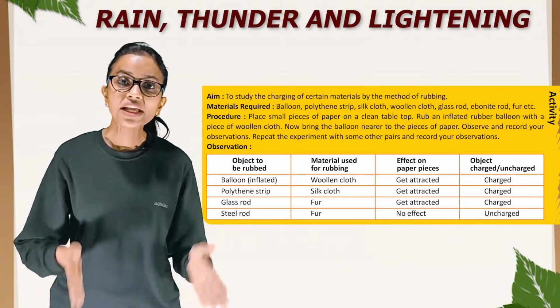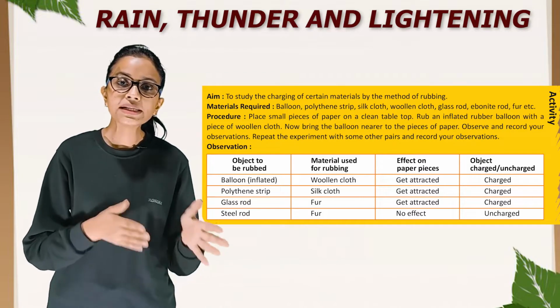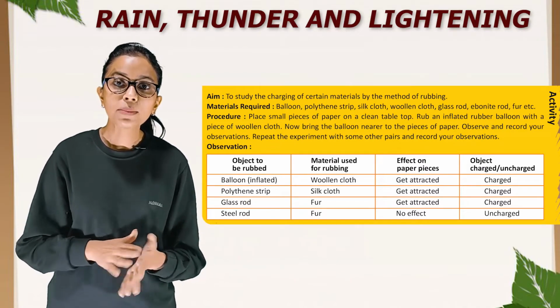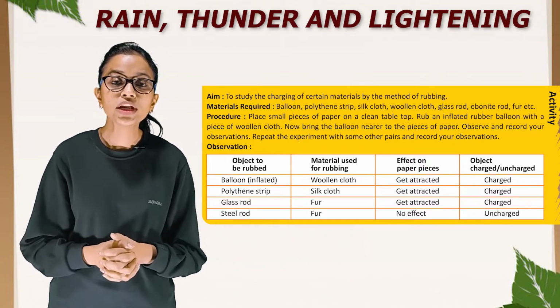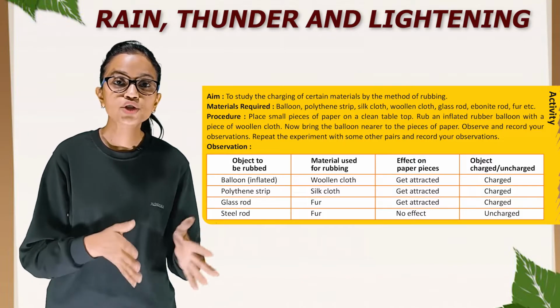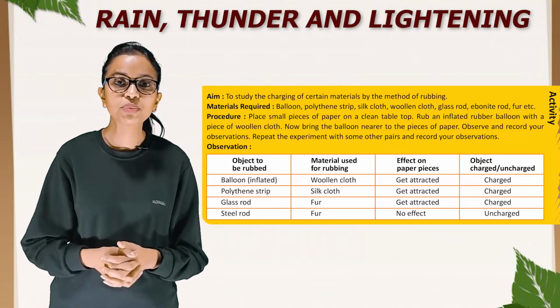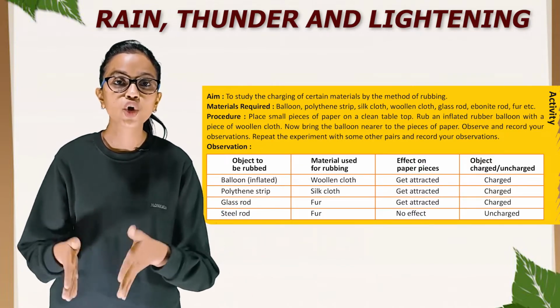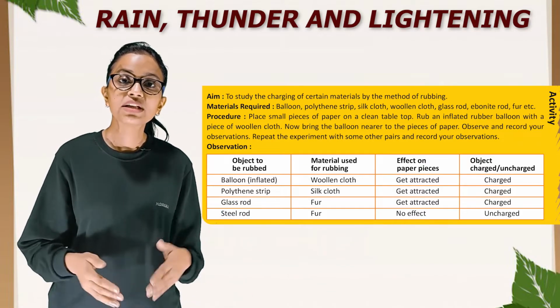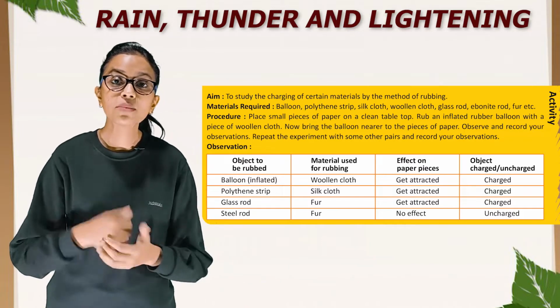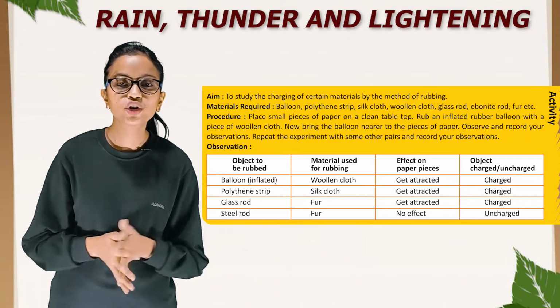Procedure: place small pieces of paper on a clean tabletop. Rub an inflated rubber balloon with a piece of woolen cloth. Now bring the balloon nearer to the pieces of paper. Observe and record your observations. Repeat the experiment with some other pairs and record your observations.